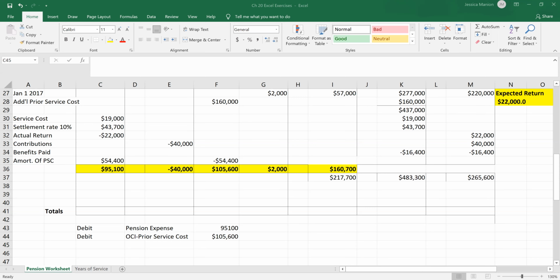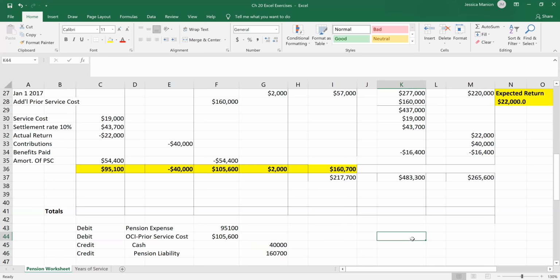All right, we have it on there, right? Credit, cash for 40,000. Credit, pension liability for 160,700. And I'm just, yeah, the debits equal the credits there. Yeah, they do. Okay. That's what I was double checking, Jake. I don't trust myself.